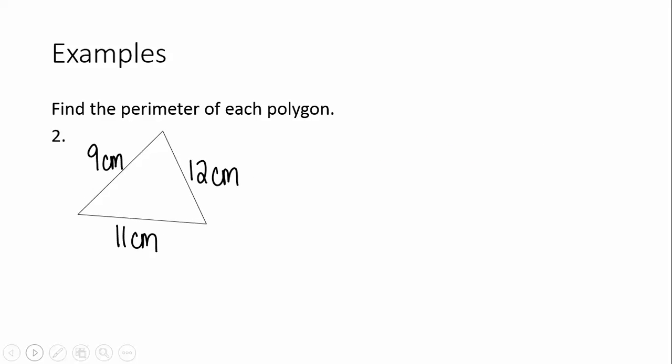Here we have a triangle, so 3 side lengths here. So if you were to start on one side of the triangle and walk around it, how far do you walk? So we have 9 plus 11 plus 12, and that's 32 centimeters. So if you were to walk around that triangle, you would walk 32 centimeters.